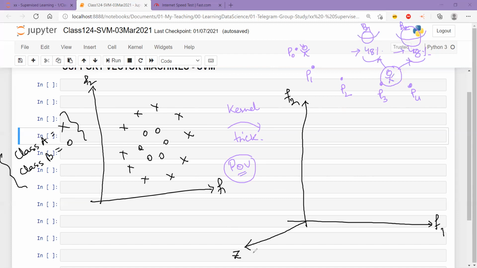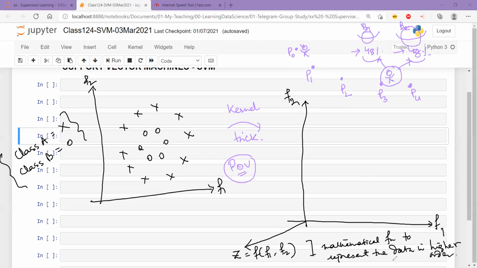I'm going to call this dimension Z, and it is going to be some function of the features f1 and f2. Using some function, it can be square, it can be log, it can be something that happens internally under the hood. We may or may not want to know this, but it is just a mathematical function to represent the data in higher order.